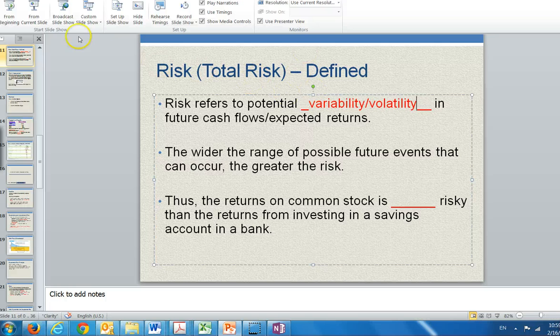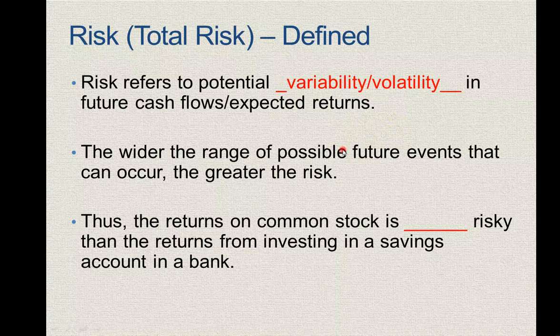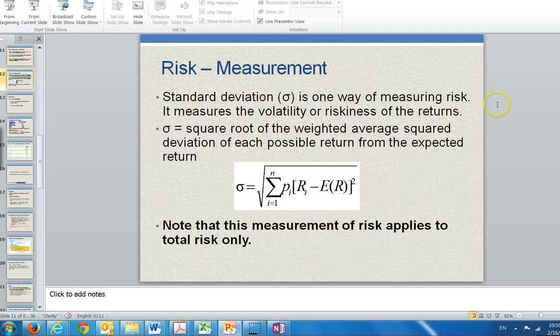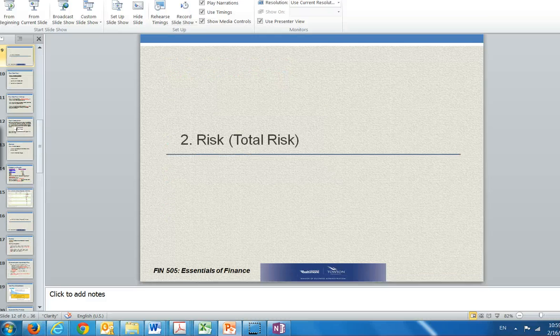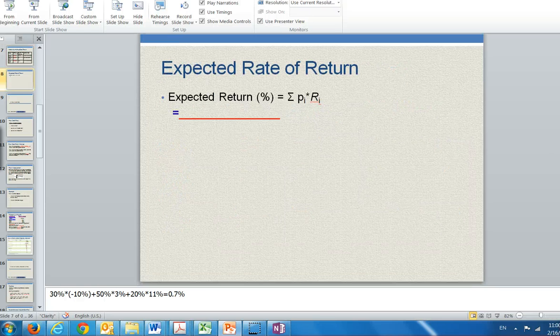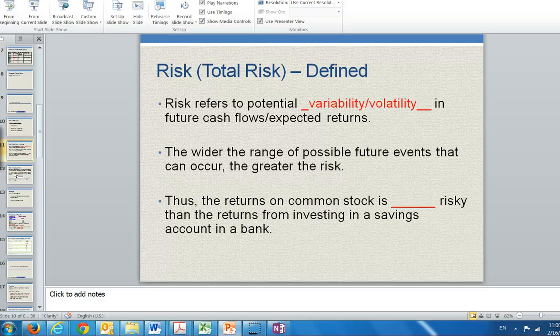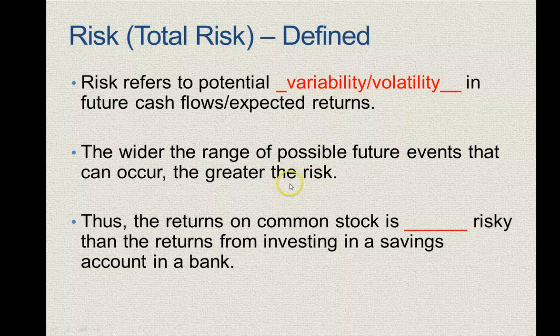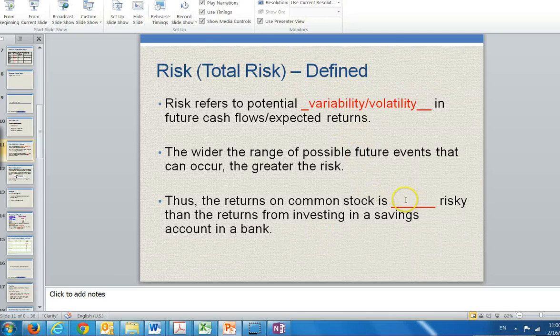That's what risk means. Going back to the example we just looked at, we have three possible economy states. So there's a potential variability for your return. The return will not stay the same, either negative 10%, 3%, or 11%. So under that case, we have risk. Going back to this slide here, hence the wider the range of the possible future events, the greater the risk. Hence, the returns on common stock are more risky than the returns from investing in a savings account.